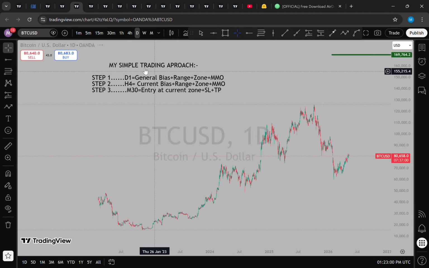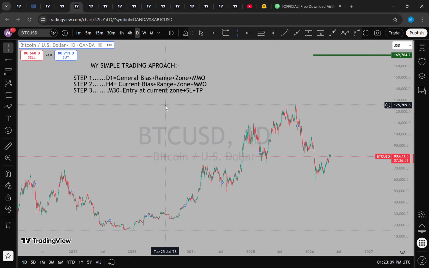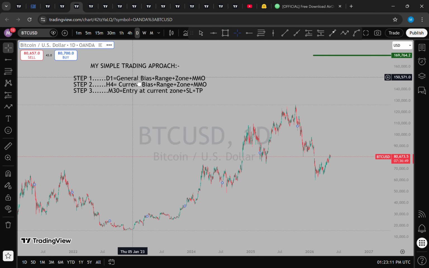If you read my simple trading approach that I listed here, my step one is from the daily time frame. On the daily time frame, I identify my general bias, my range, my zone, and my MMO. MMO is major move objective. My step two, I do the same thing, but on the daily time frame it is general. On 4 hours it is current. I stay on 4 hours and trade.